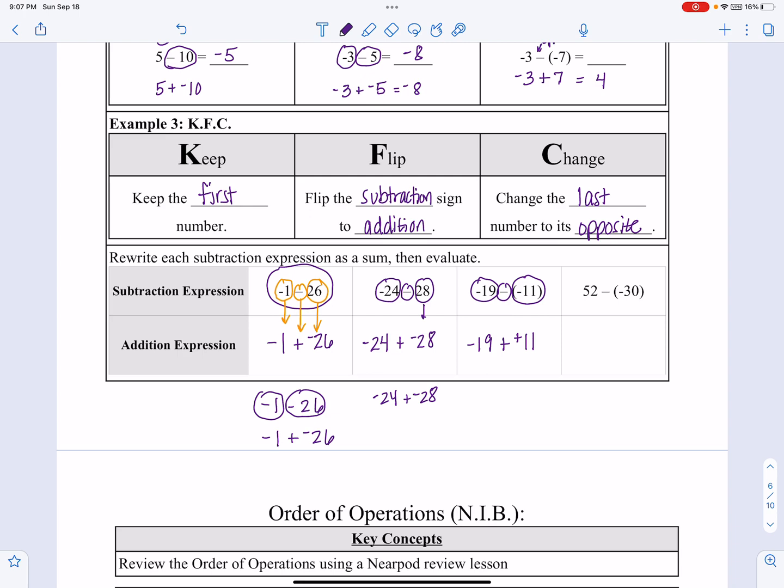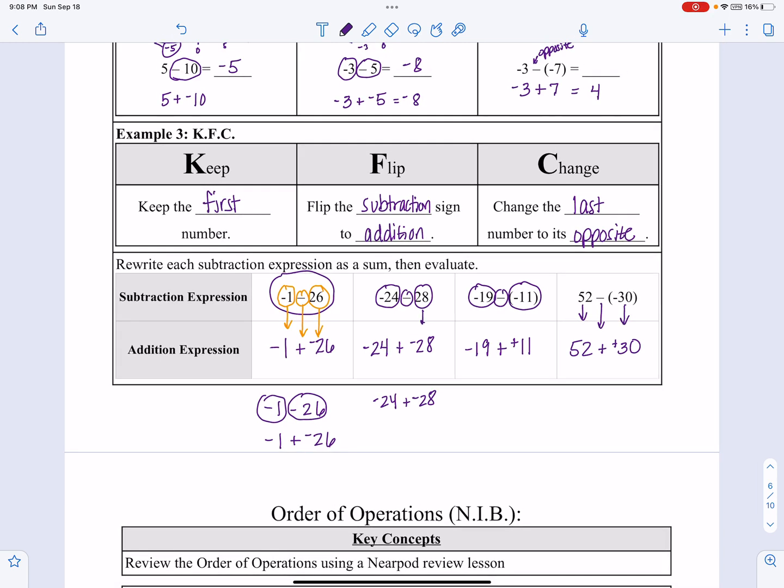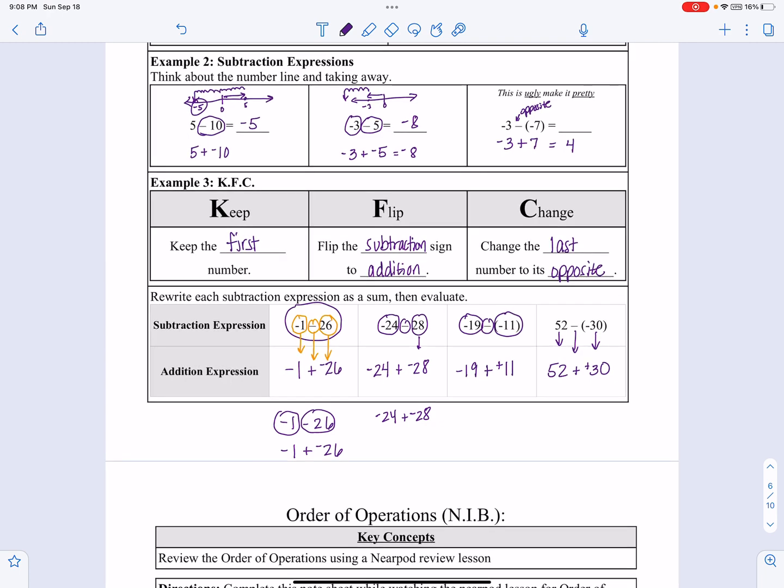All right, last one. Let's look at this. Again, I have the symbol outside of the parentheses, so we know that symbol means opposite. And so what is the opposite of negative 30? I already know it's a positive 30. So look how simple that is. It instantly creates our addition expression. However, let's look at KFC again. KFC says keep the first number, 52, flip the subtraction to addition, and then change the last number to its opposite. The last number is negative 30, so I'm changing it to positive 30. So you can see a few different ways to do the same thing. I want you to pick what you're most comfortable with and make that a habit for yourself.